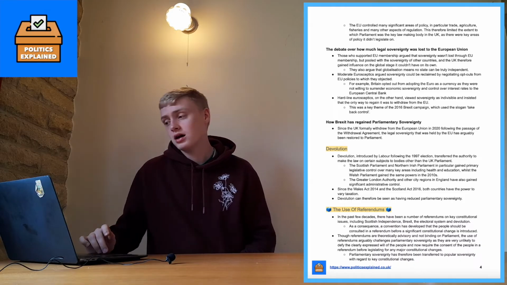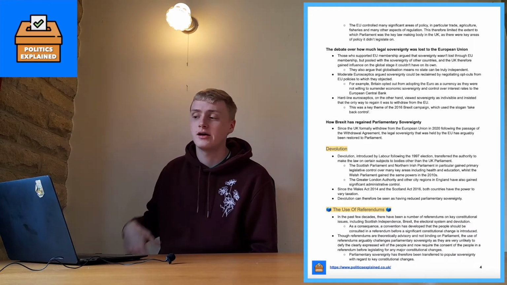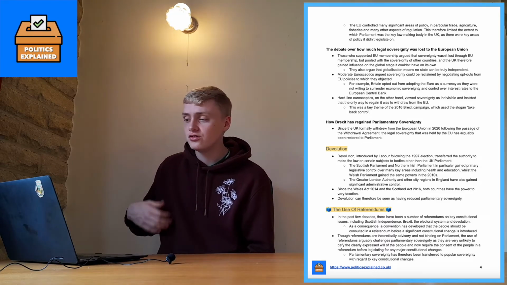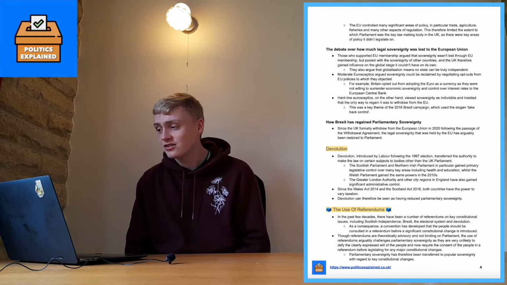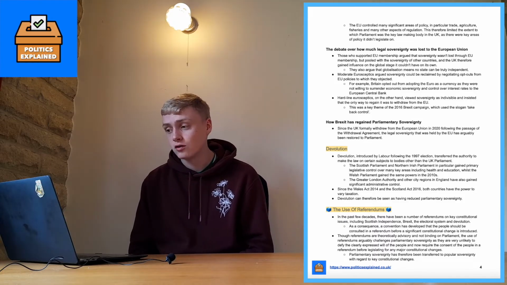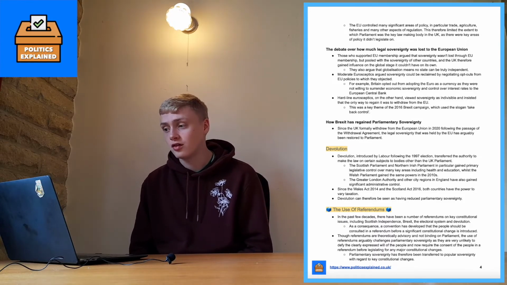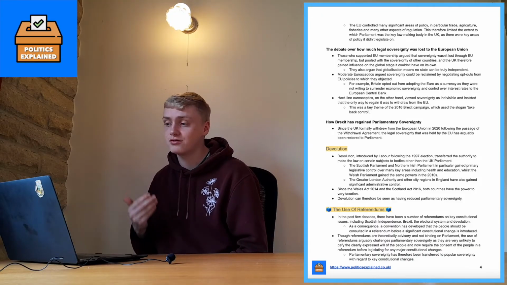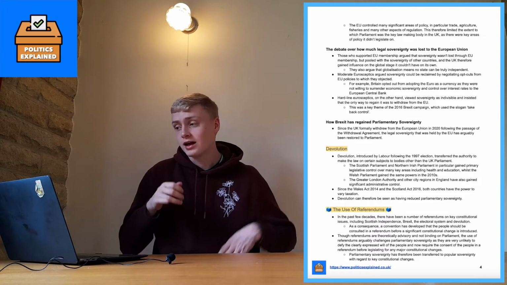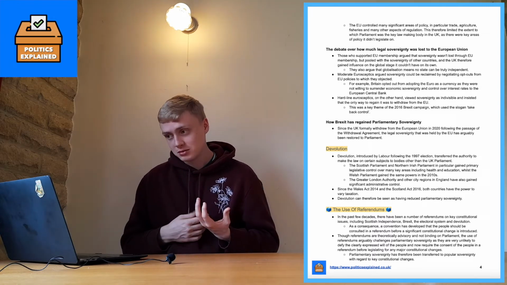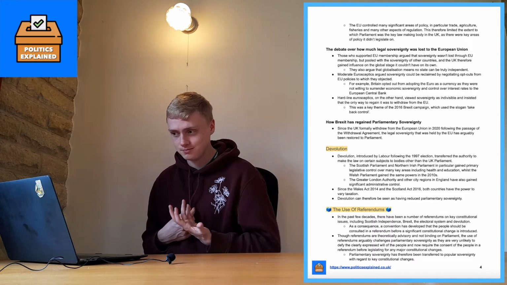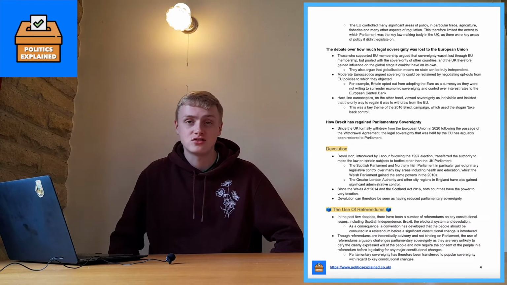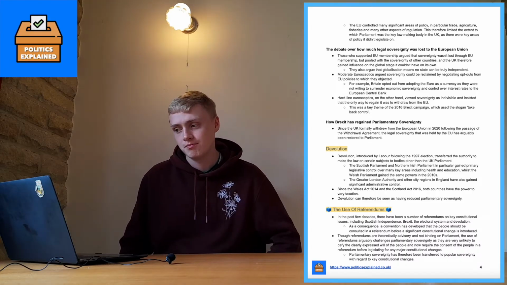The next development that can be seen as transferring legal sovereignty away from Parliament is devolution. Devolution was introduced by Labour following the 1997 election and transferred the authority to make law on certain subjects to bodies other than the UK Parliament. So the Scottish Parliament and Northern Irish Parliament in particular gained primary legislative control over many areas, including health, education, whilst the Welsh Parliament gained the same powers in the 2010s. The Greater London Authority and city regions in England have also gained significant administrative control, but not necessarily legal sovereignty.